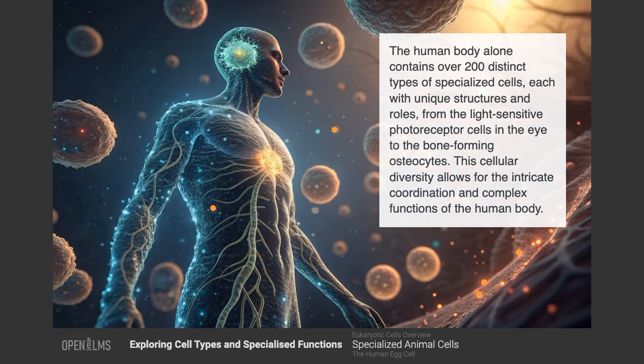The human body alone contains over 200 distinct types of specialized cells, each with unique structures and roles, from the light-sensitive photoreceptor cells in the eye to the bone-forming osteocytes. This cellular diversity allows for the intricate coordination and complex functions of the human body.